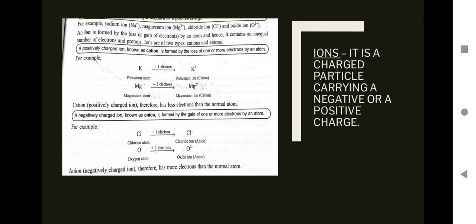Coming to anions. What are anions? These are negatively charged ions. These are formed when elements gain electrons. Usually non-metals form anions. For example, Cl-, chloride ion, Br-, bromide anion, O2-. In the slide, you can see a chlorine atom gains 1 electron to form a chloride ion. An oxygen atom gains 2 electrons to form an oxide ion. An anion therefore has more electrons than the normal atom.